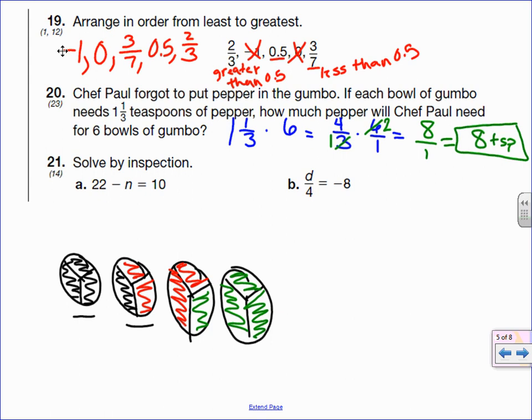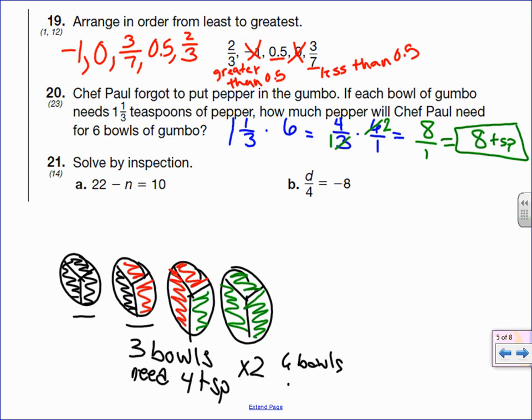So for half the number of bowls I needed, I have 4. So this is 3 bowls. Need 4 teaspoons. So then I would just double them. 6 bowls, you need 8 tablespoons. Teaspoons, excuse me.